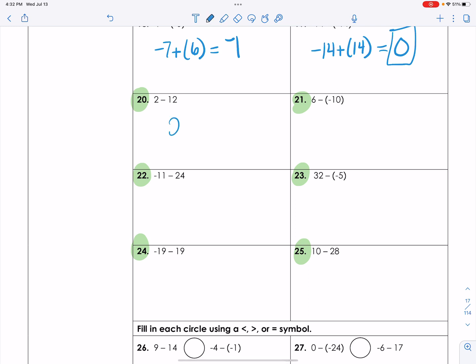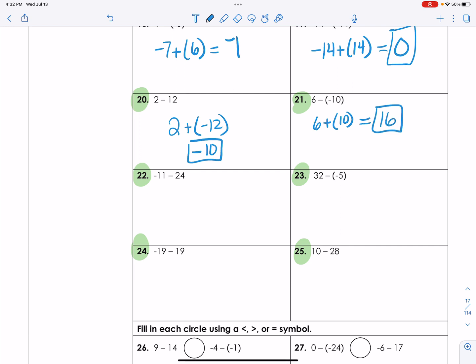So on 20, I'm going to add the opposite, right? So it's a positive 12, so it's going to become a negative 12. And so my answer would be a negative, because there's more reds, a negative 10. So on this one, I'm going to add the opposite. So now those are all yellow chips. They're all positive, so my answer is 16.